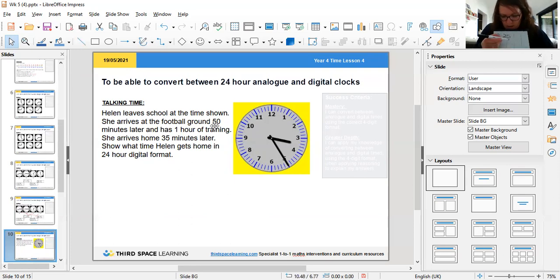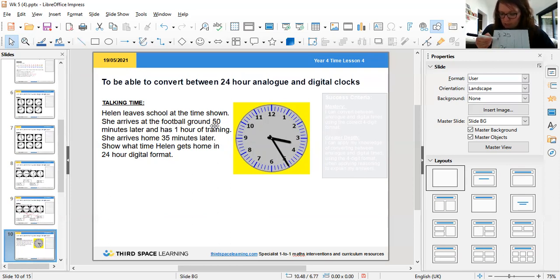She arrives at the football ground 50 minutes later. So I need to add 50. Now, 50 plus 25 is going to give me 75. Now, we know that's too many. So how many minutes are in an hour? 60. So I've got 75. I'm going to take away 60. I'm left with 15. So I've got 1 hour and 15.